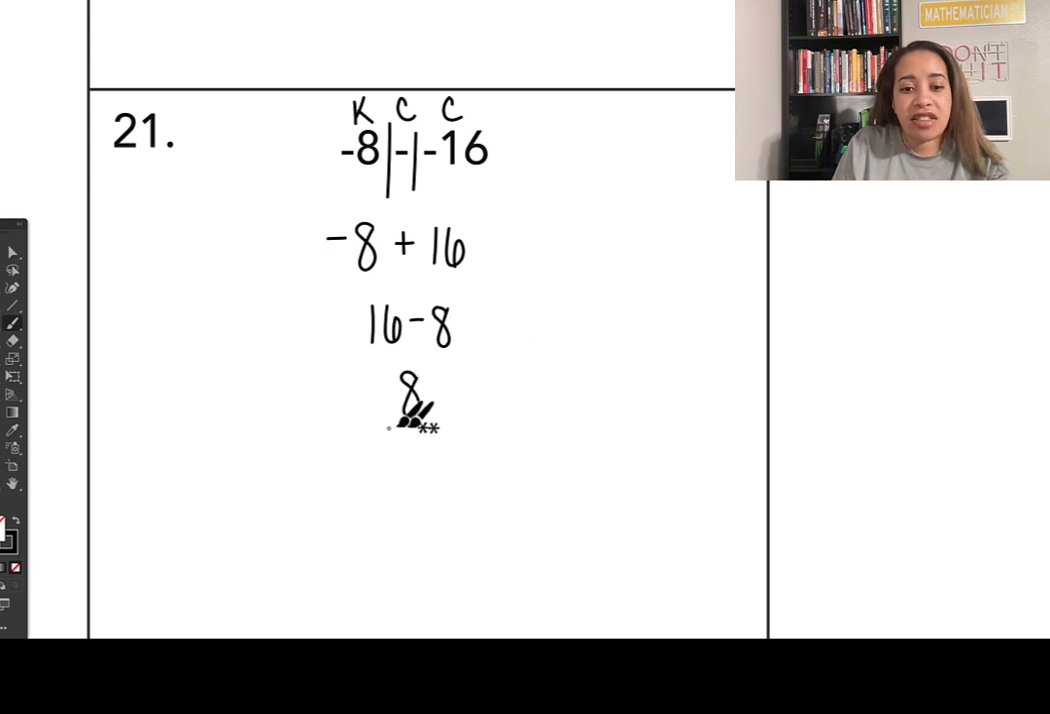And then we check the sign by looking at our addition problem and checking our higher absolute value. Our 16 was positive, so our final answer stays positive. Negative 8 minus negative 16 gives us positive 8.